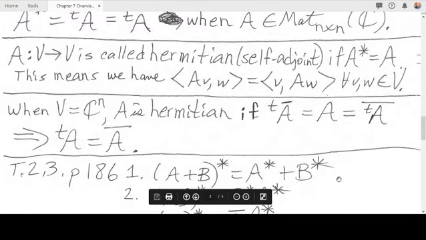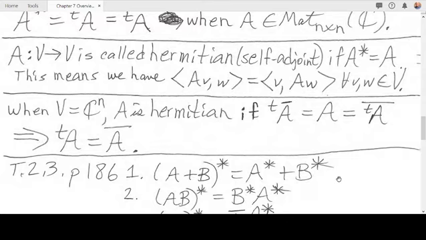Now, an operator A is called Hermitian, or another word for it is self-adjoint, when A star equals A. Again, of course, that means that the scalar product of AV with W equals the scalar product of V with AW for all V, W in V. Again, that's the definition of Hermitian.